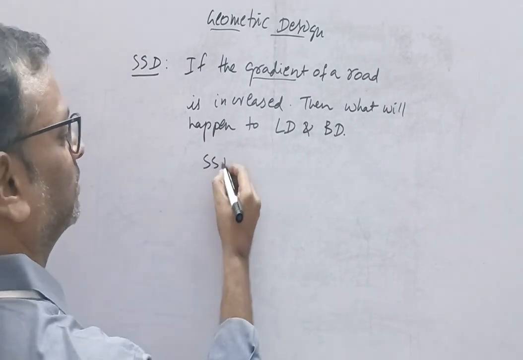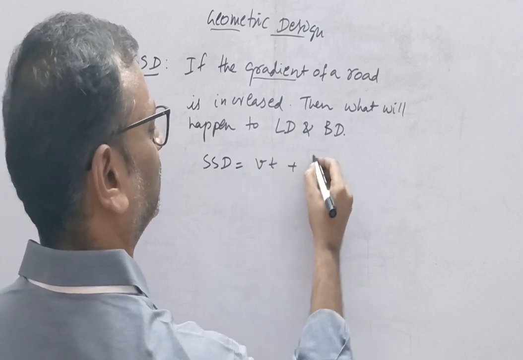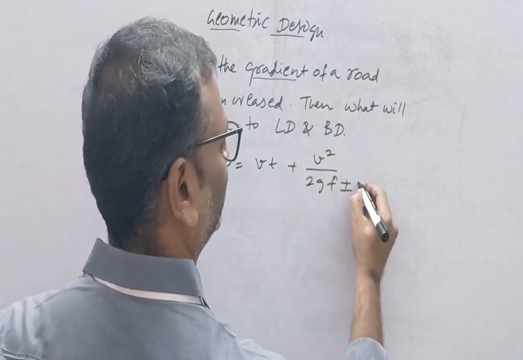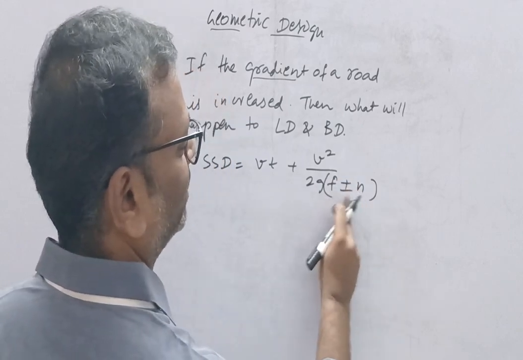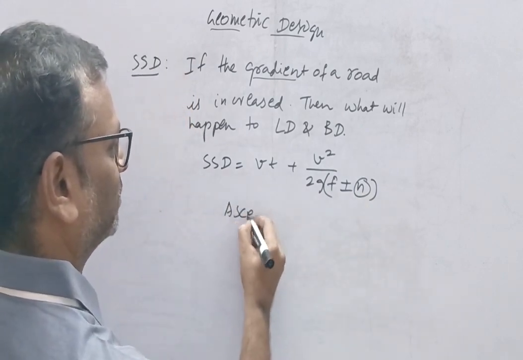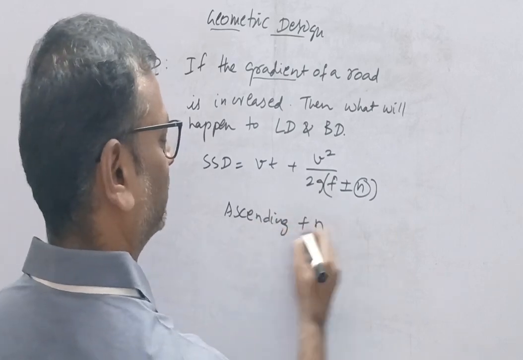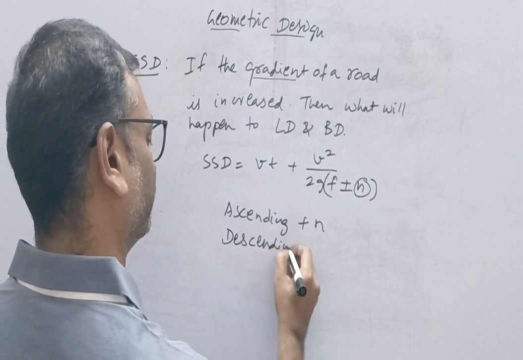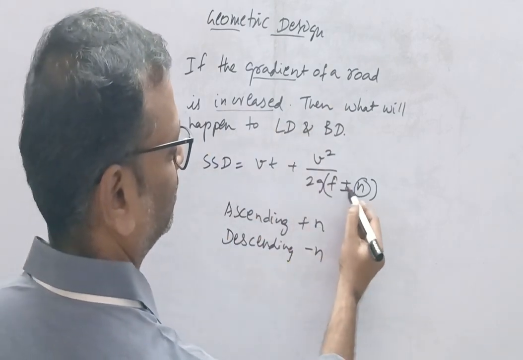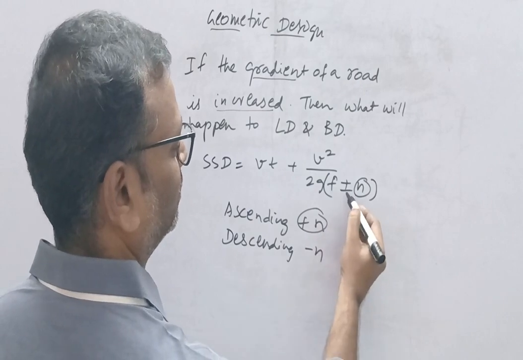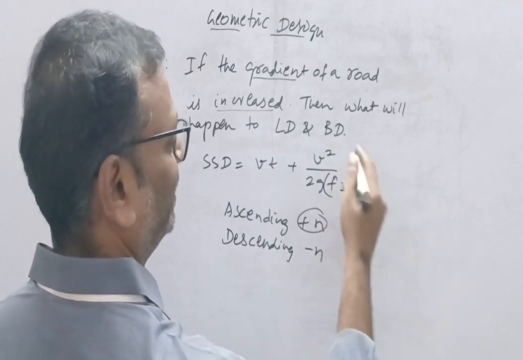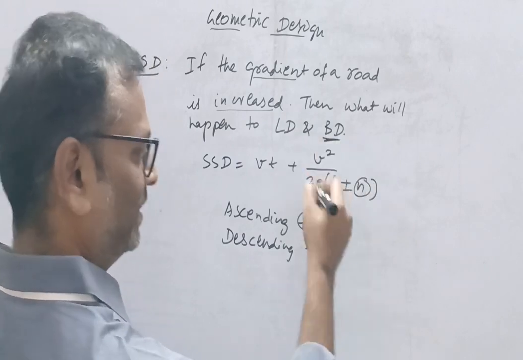So stopping sight distance is equal to lag distance plus braking distance. Since the grade is given, we have to write F plus or minus n in percentage. That is, if the ascending gradient is there, plus n. If descending gradient is given, we'll put minus n. So now grade is increased, means ascending gradient plus n. Denominator has been increased. So what will happen? Total will be decreased. So braking distance will decrease.